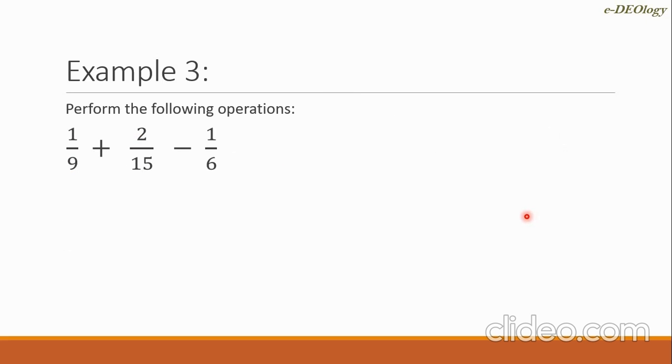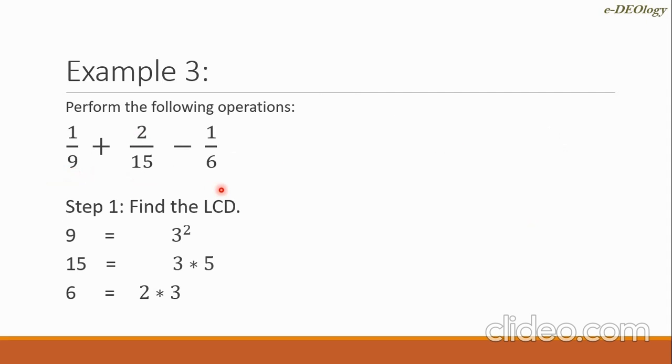Let's see this example number 3. This time we have 3 fractions here: 1 over 9 plus 2 over 15 minus 1 over 6. Step 1 says, let us find the LCD.